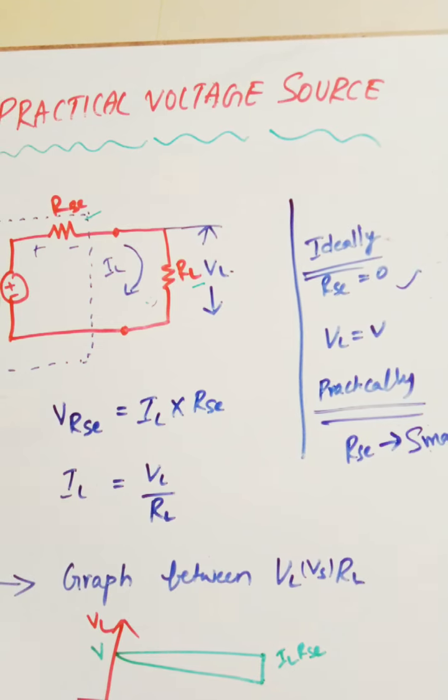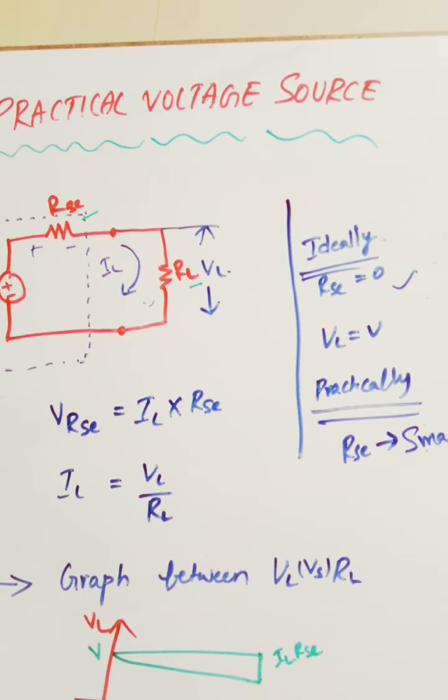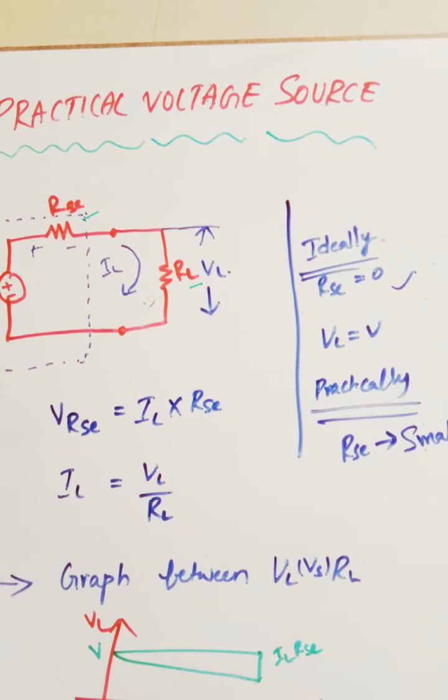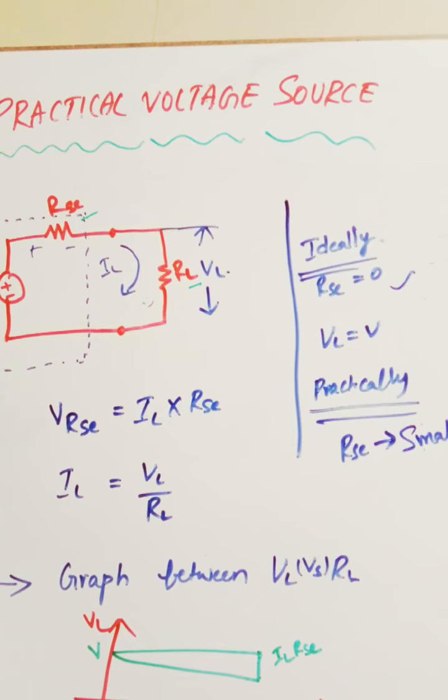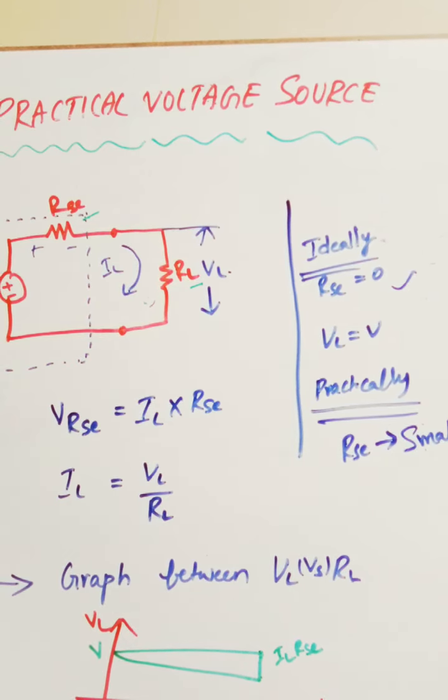For solving problems, we have to convert it into a current source, so that we will see that practically small values can be treated as ideal, so that we can take the RSE value as 0.